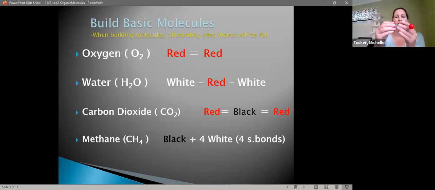So carbon dioxide: you have a carbon and 2 oxygens. But again, carbon likes to make 4 bonds. So the only way to make carbon happy and oxygen happy, because oxygen likes to make 2 bonds, double bonds, is to double bond both of the oxygens, okay?